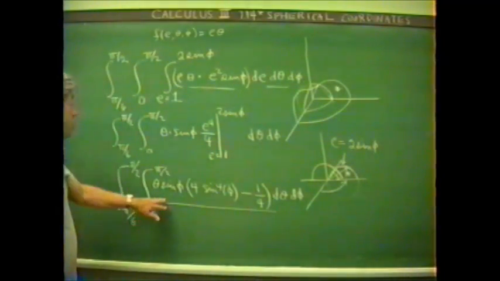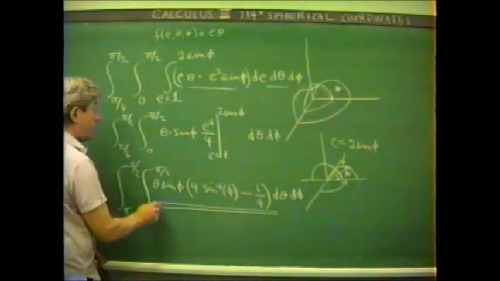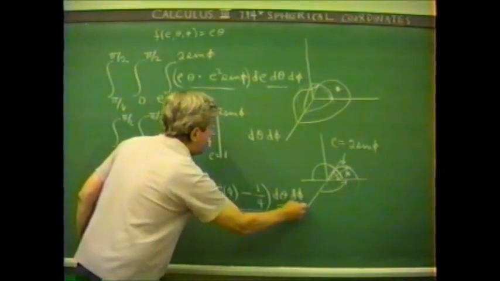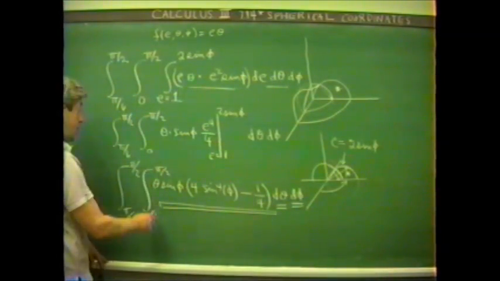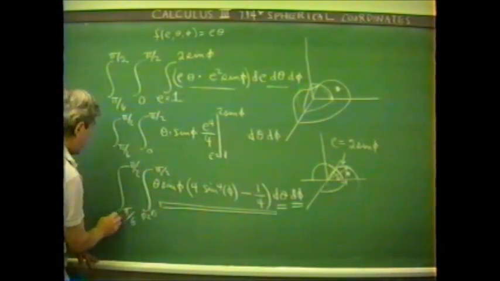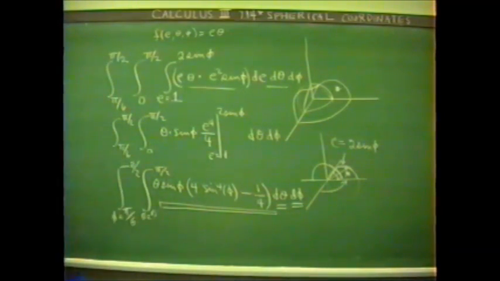So I'm going to stop at this point right here. There's still some work to do here, but what this is now is a double integral where the variables are theta and phi, and you integrate between these limits. This is theta, from theta equals 0 to theta is pi over 2. This is from phi is pi over 6 to phi is pi over 2.